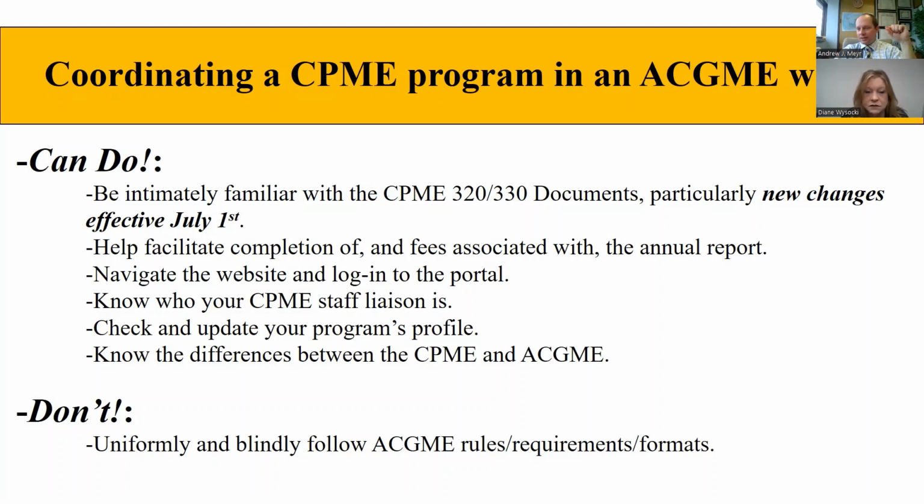Particularly aware of the changes that are coming effective July 1st. It is a document that gets minor updates from time to time, but this was a major update which takes place about every 7 years or so. So things next year are going to be different than things that happened this year. So be familiar with those. You can help facilitate completion of and help get those fees associated with the annual report. Make sure you know how to navigate the website and log into the portal. Know who your CPME staff liaison is, Nancy or Bertus. Check and make sure you update your program's profile, and really appreciate the difference between the CPME and the ACGME.